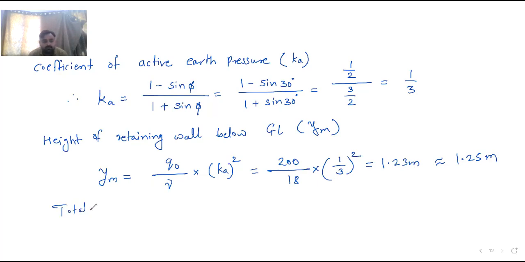So the total height is equal to the above ground level height, 3.5, plus the below ground level height, 1.25. What is the answer? It is 4.75 meter. Okay.